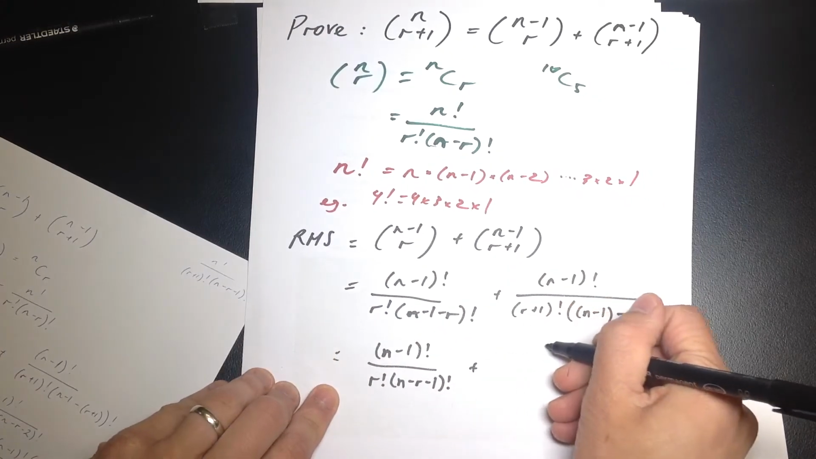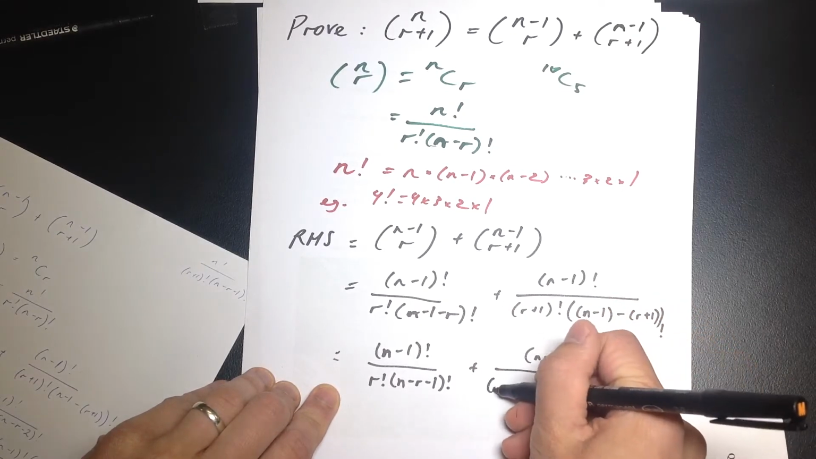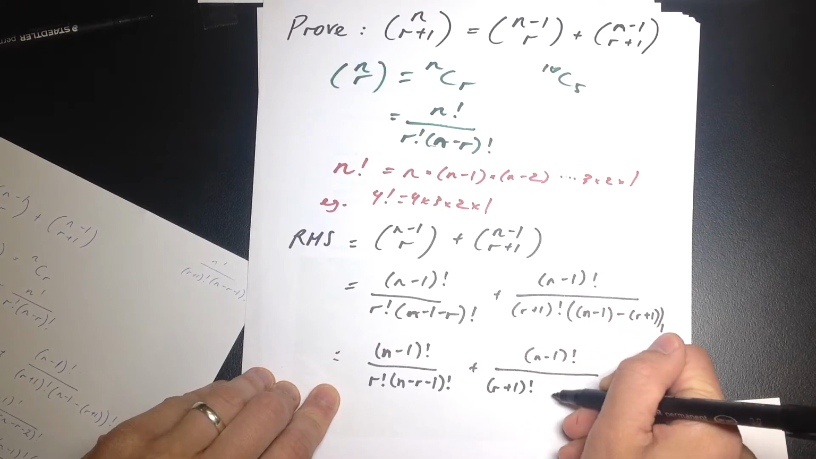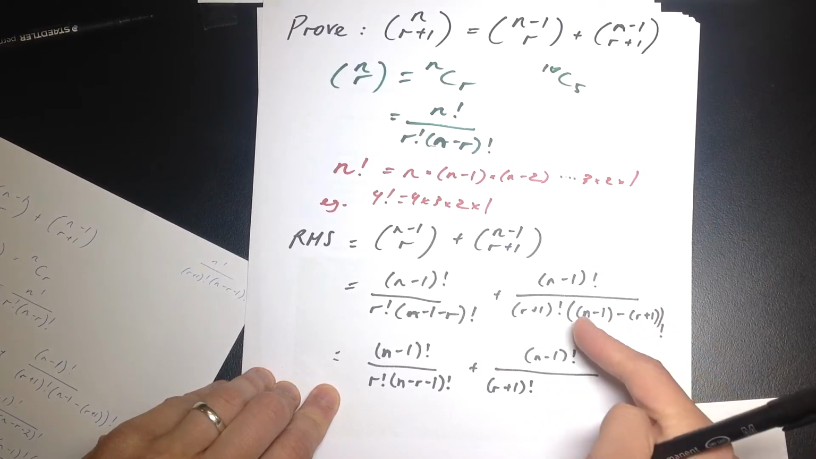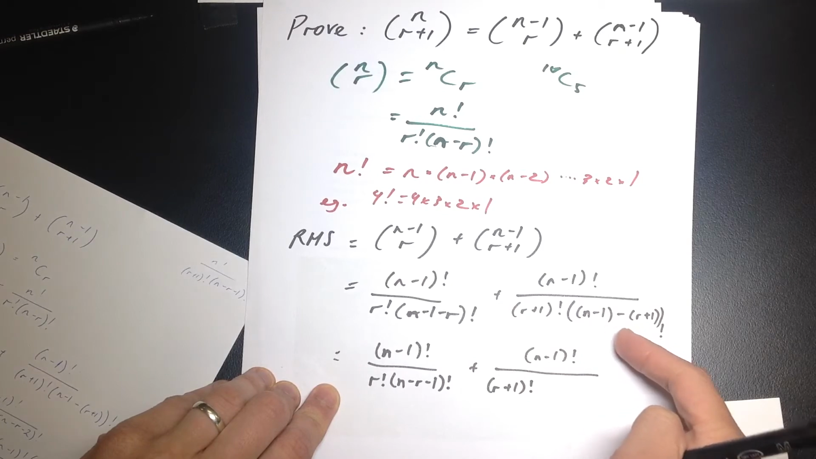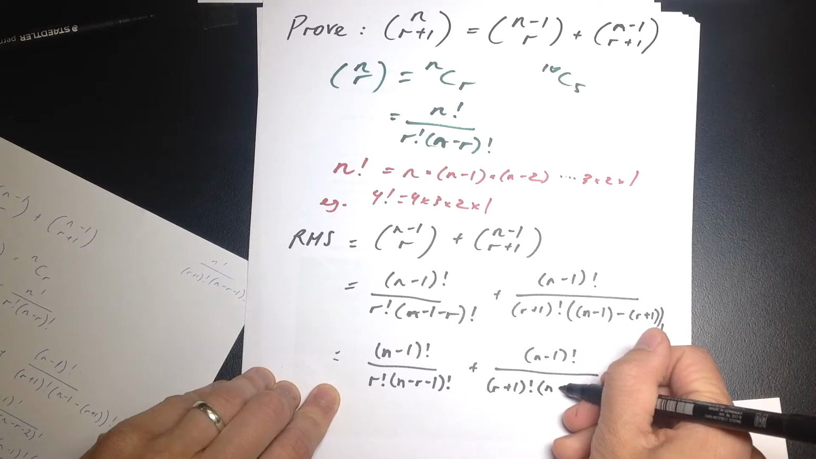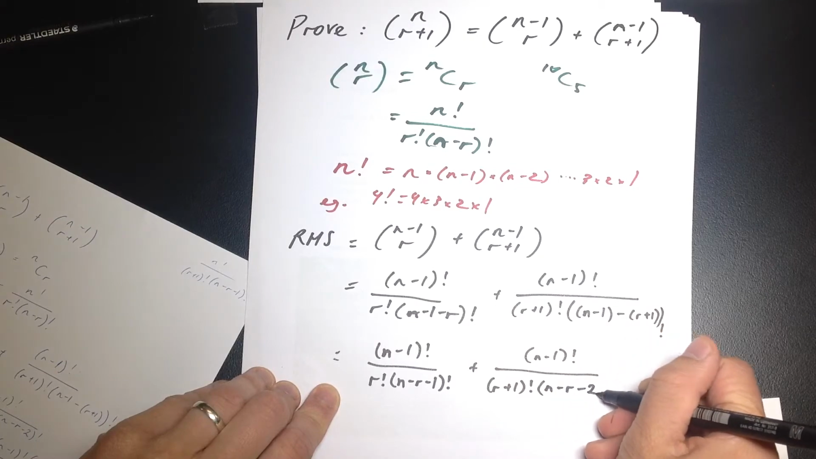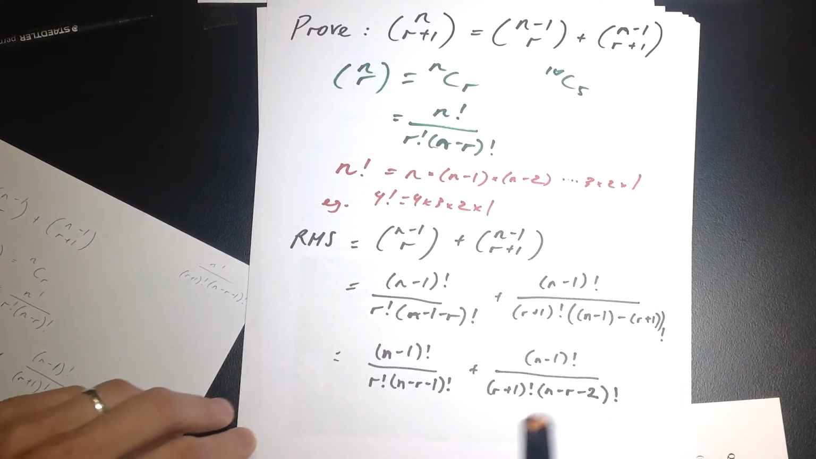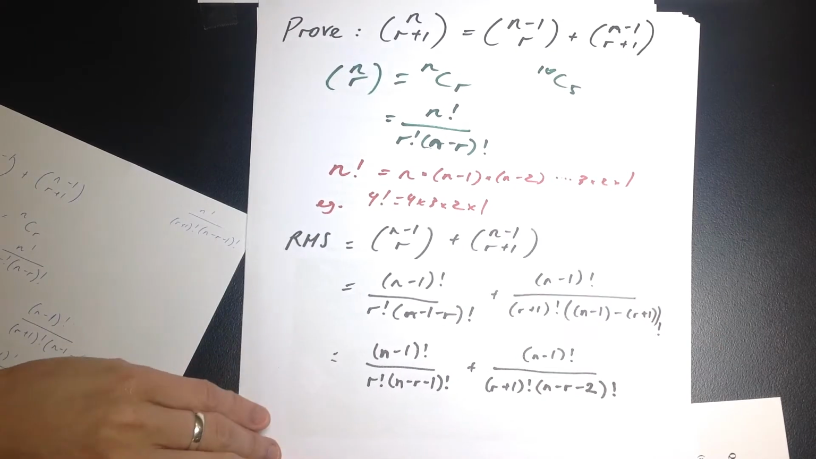And then my other fraction, n minus 1 factorial, r plus 1 factorial. And what happens here? Well, I've got n minus 1 minus r, but that negative makes that a minus 1 on the end. So this is going to be n minus r minus 2 factorial. Okay, now, how do I put these together? Let's bring this aside for a minute. I'll pull this over here.